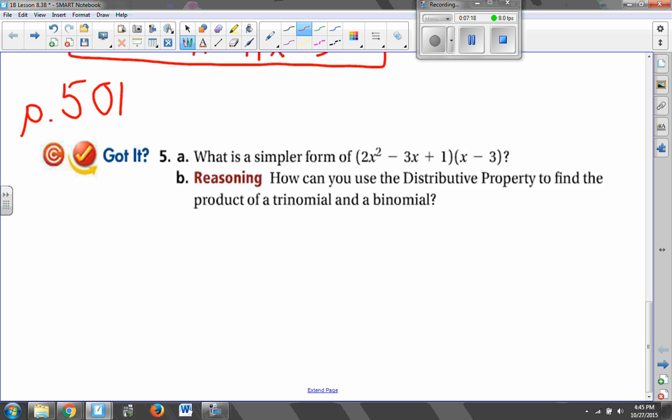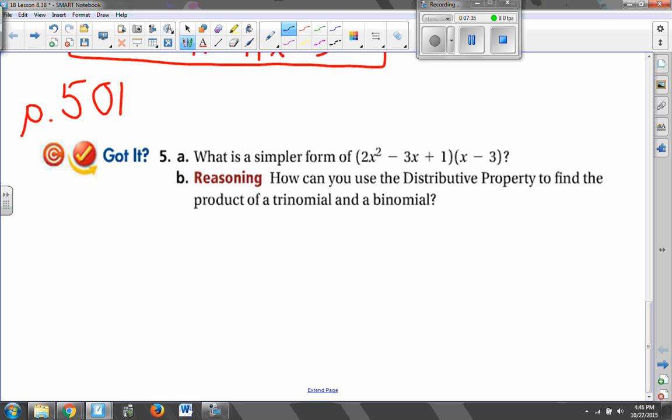If you have questions about anything that I have done so far, please make a note to ask me that in class tomorrow. But for now, pause the video, take a look at Got It number 5, A and B, then come back and I will reveal the answers for you.